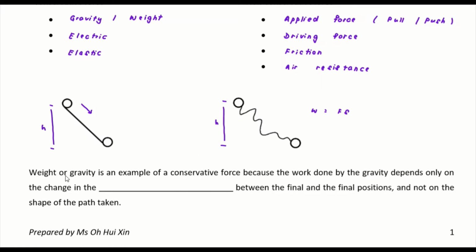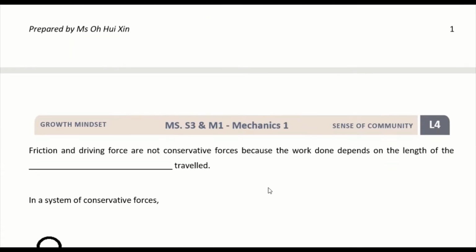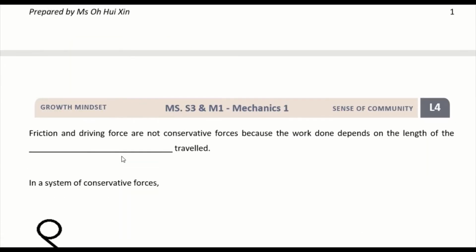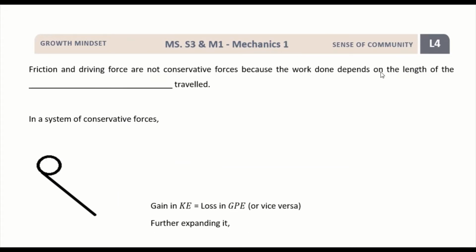So weight and gravity are an example of conservative force because the work done by gravity depends on the change in position only, right? That's why we only mention the vertical distance. As long as the vertical distance is the same, the work done is going to be the same. It doesn't depend on the path or the shape of the path that this particle took. Whereas friction and driving force are not conservative forces because the work done depends on the length of the path traveled.